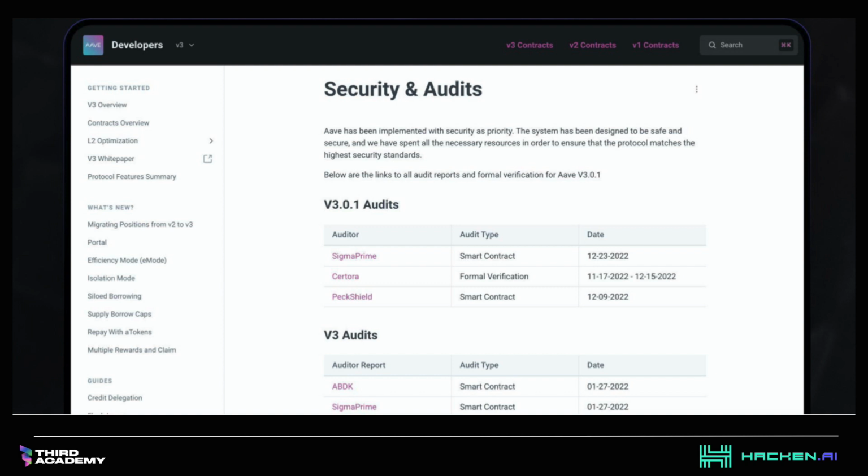Audits are not bulletproof, but they are an essential component of a project security strategy. Regular audits can help identify and address vulnerabilities before they become a significant issue.